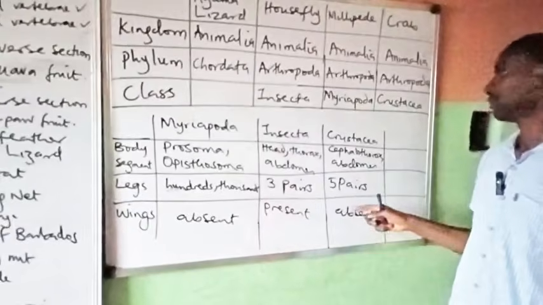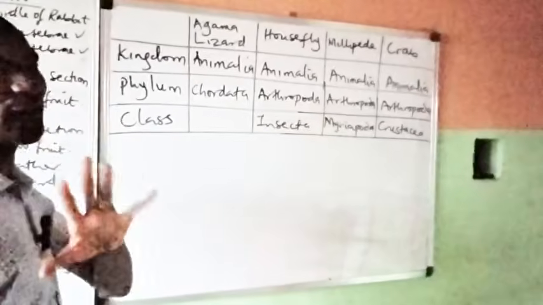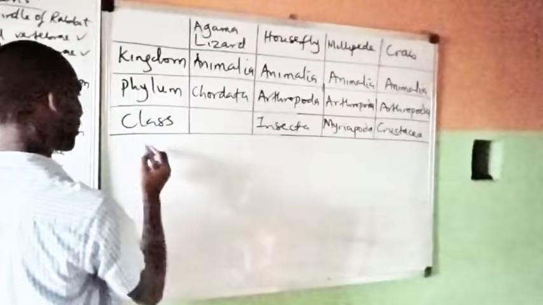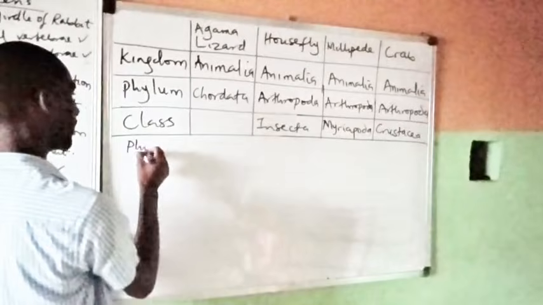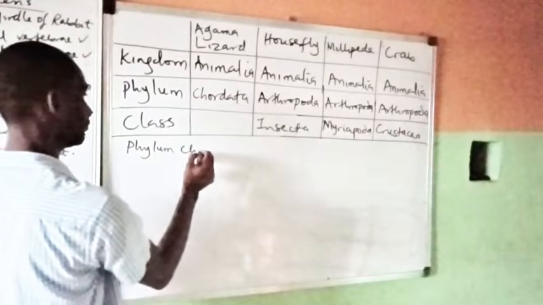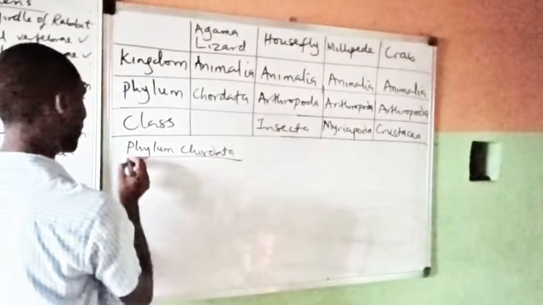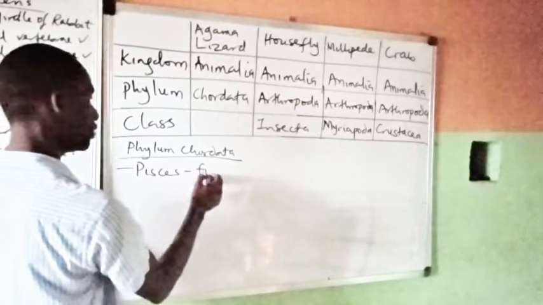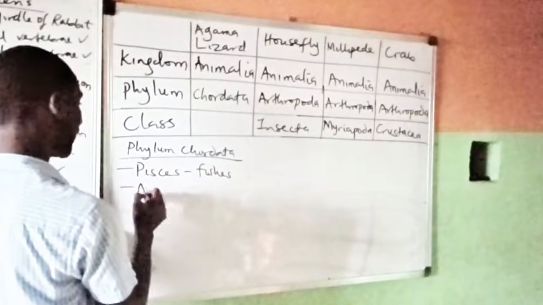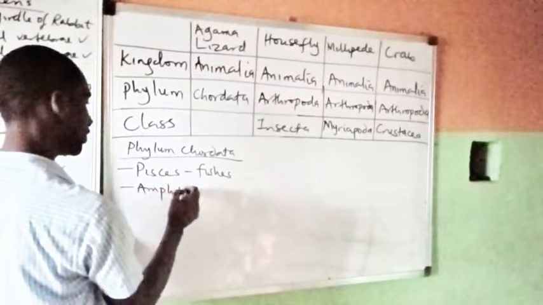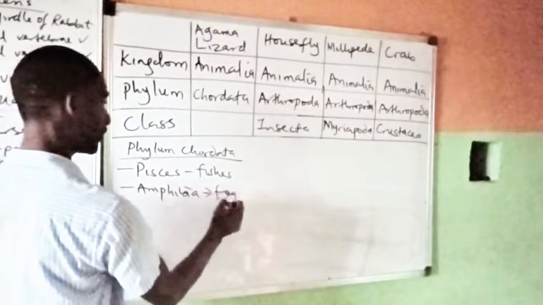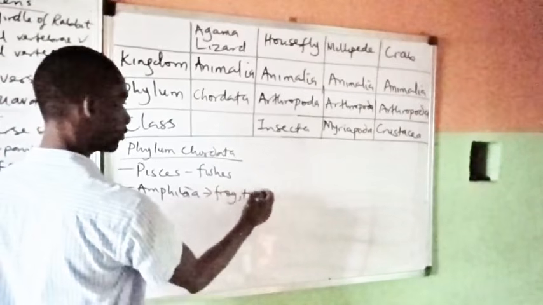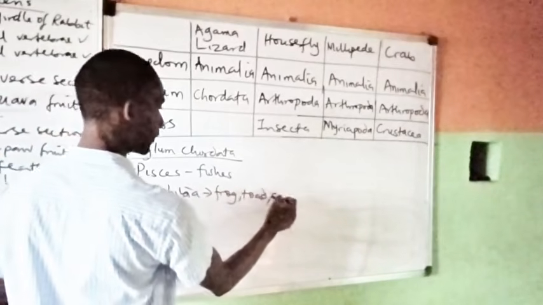All right. Let's talk about the class that the Agama lizard belongs to. So for the phylum Chordata, there are 5 classes in that Chordata. They have the following classes. Pisces. Pisces are the fishes. Then you have the amphibia, which are the frog and toads. Frog, toads, salamander, newts, etc.